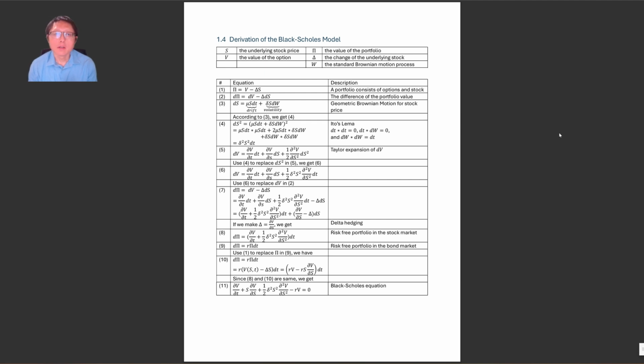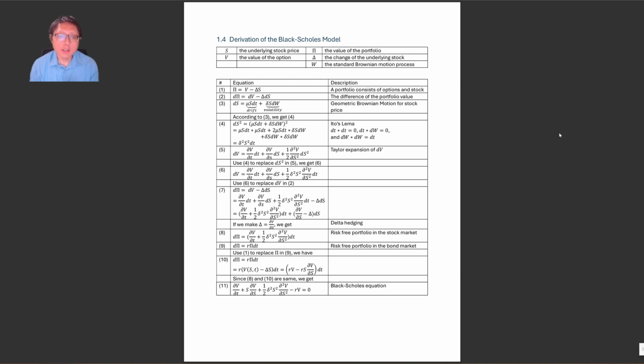Let's just assume we start from the left side of the equation, which is the value of the portfolio. When we derive the Black-Scholes equation, we assume this portfolio contains the option V and also the stock S, and these two are the components of the portfolio. One thing we are interested in is the change of the portfolio, if something changes, for example, the value of the option changes, the stock market price changes, and so on. That's what we are interested in.